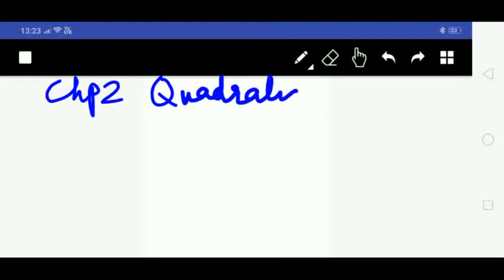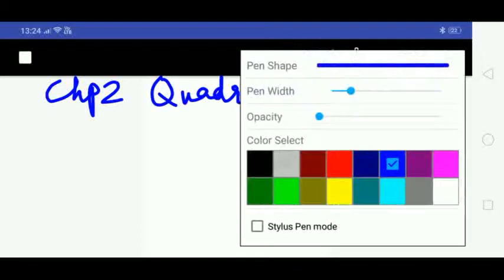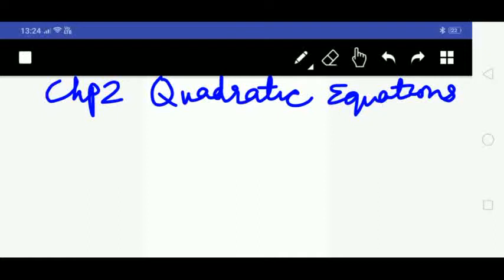Good evening, students. Today we will begin with the second chapter of algebra, that is quadratic equations. So what do you mean by quadratic equations? Quadratic equations means those equations whose highest order is 2, that is of the degree 2.